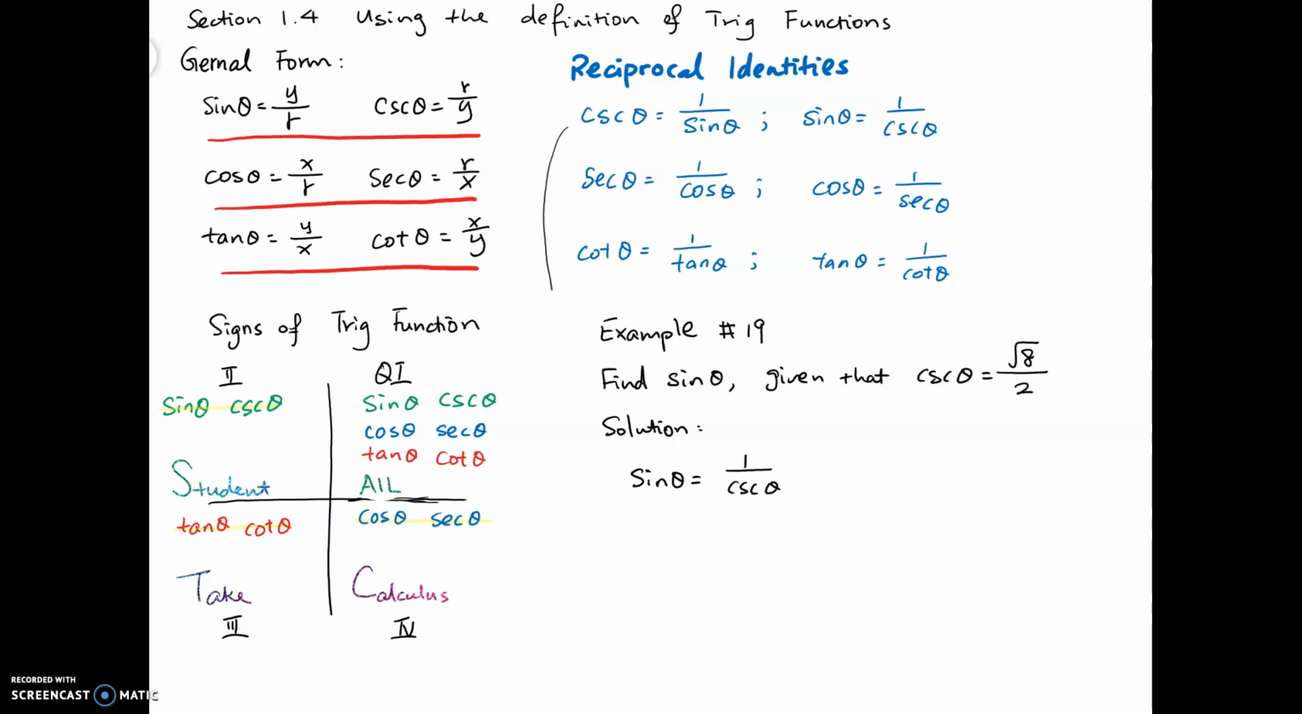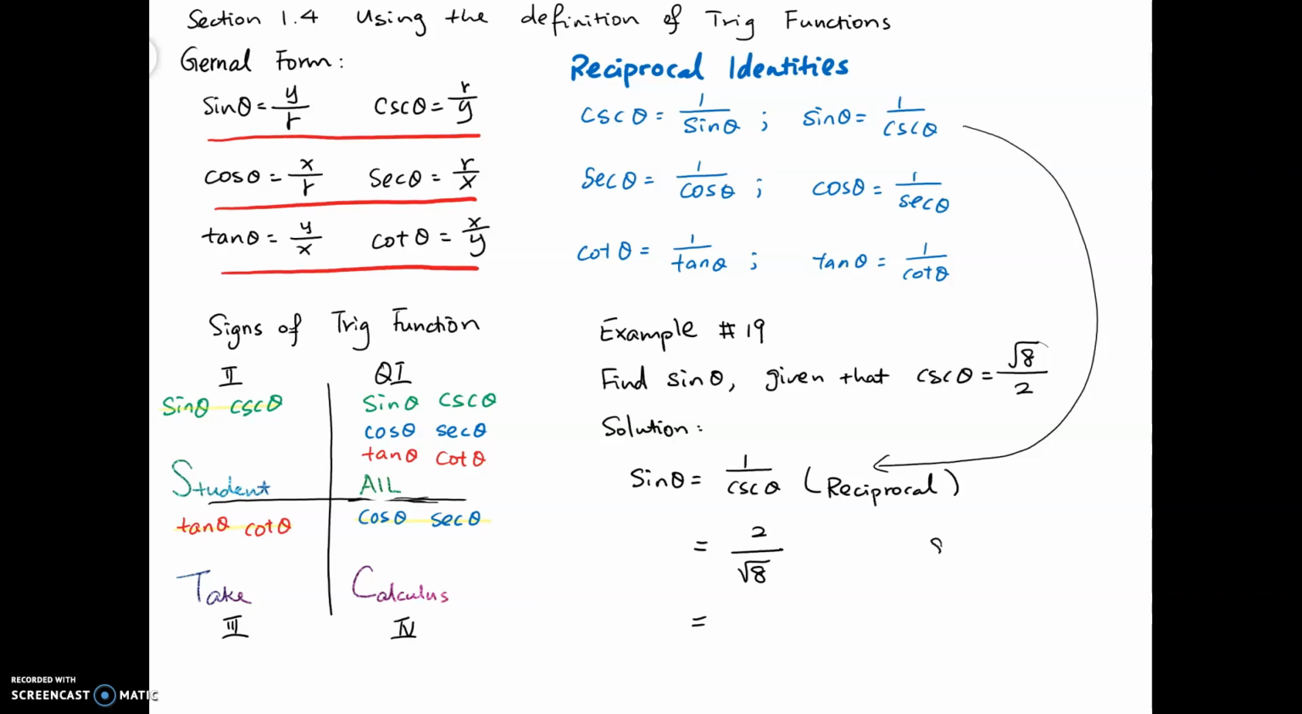So we can find it here. That means sine theta is going to be 2 over square root 8, the reciprocal of the cosecant. We pretty much finished the trig part. Now we're going to simplify it and rationalize the denominator.